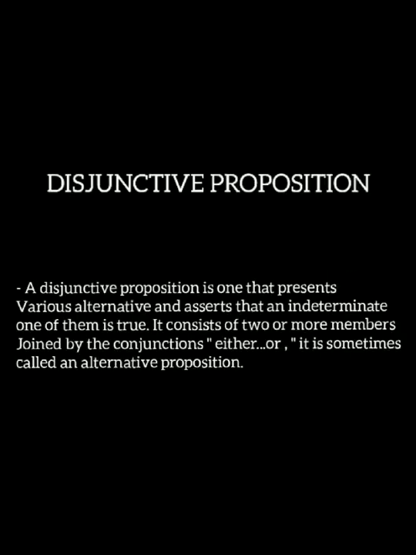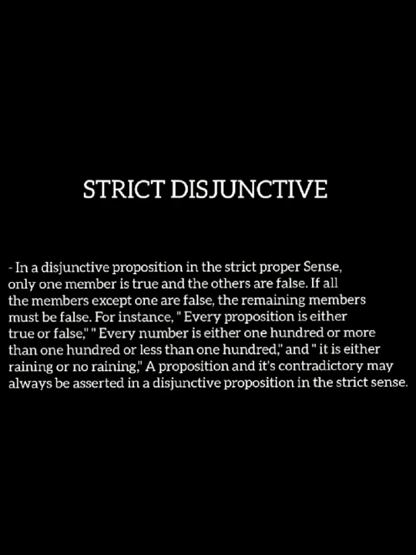So next, disjunctive proposition. A disjunctive proposition is one that presents various alternatives and asserts that an indeterminate one of them is true. It consists of two or more members joined by the conjunctions either, or. It is sometimes called an alternative proposition. So the example of disjunctive proposition, for instance: Canada is in North America, or New York City is the biggest city in Canada. Now we have one proposition that is true, so that whole thing is seen as true. So they have a strict disjunctive.